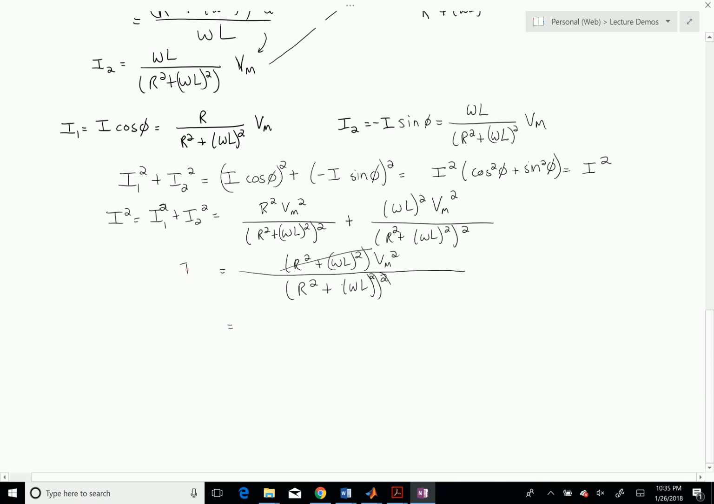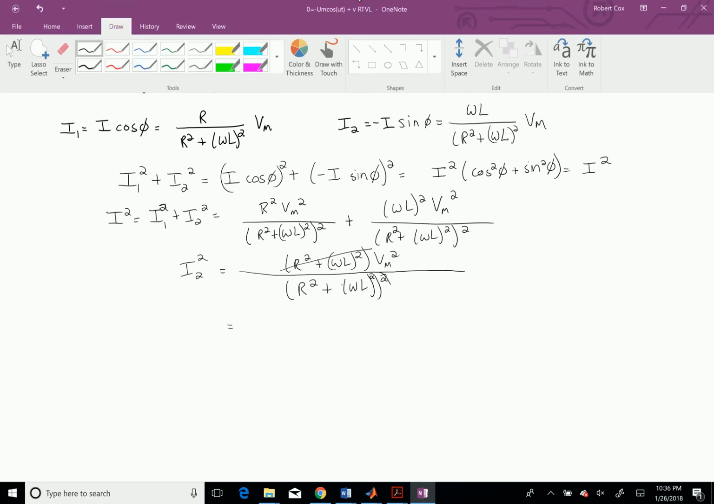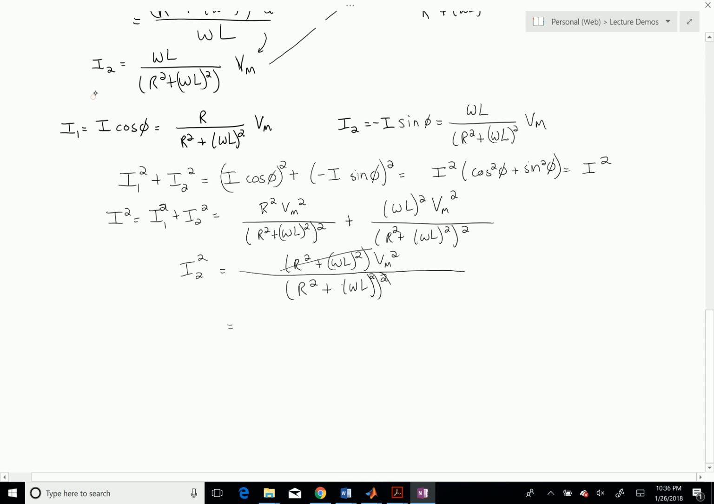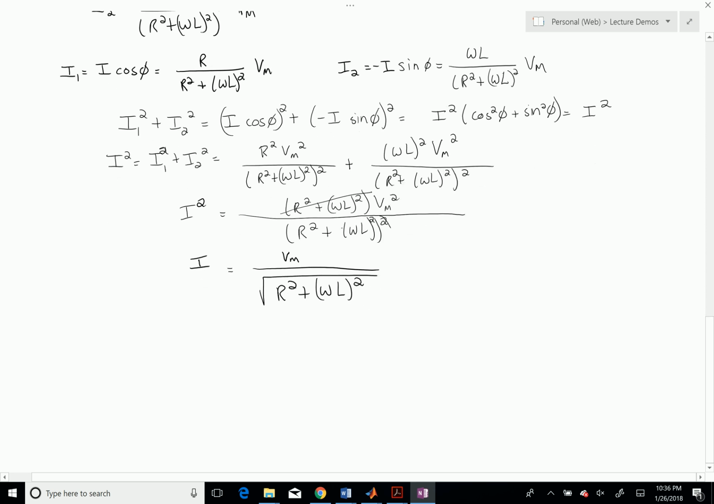Since I squared was equal to this, I can say that I is equal to the square root of that whole thing. You take the square root of what's over there, and you end up with a square root on the bottom, like so. So I take that result now.